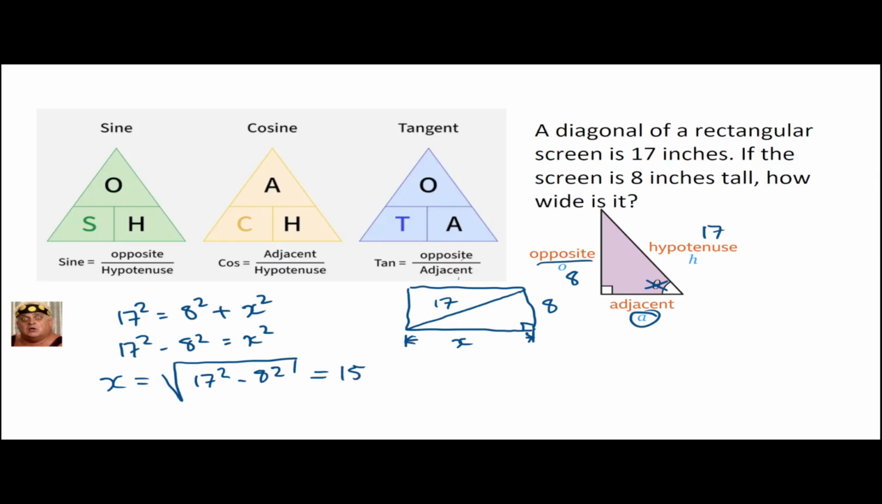And the last question is, 15 what? What's the unit? The unit, weirdly enough, is in inches. I think it was an American site that I got it from, so that makes sense. And that's it. We're done.